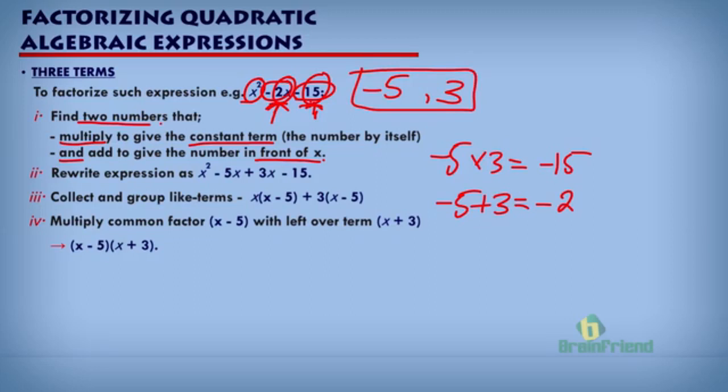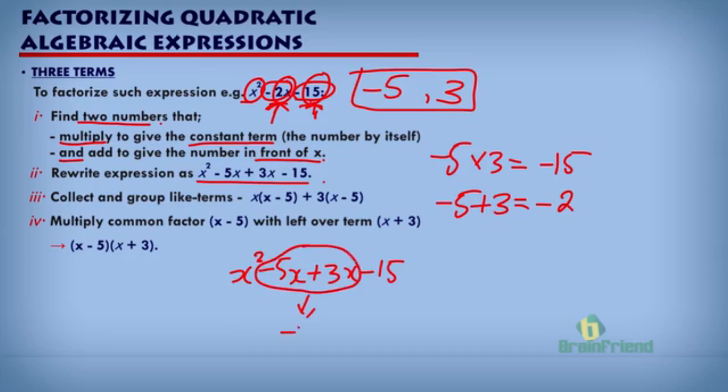All right, so we go ahead to rewrite our expression. Instead of saying minus 2x, when we know that minus 5x plus 3x will also give us minus 2x, we can rewrite that to be x squared minus 5x plus 3x minus 15. Minus 5x plus 3x is the same as minus 2x. So we're just replacing minus 2x with minus 5x plus 3x. Okay, so we rewrite our initial expression as this: x squared minus 5x plus 3x minus 15.